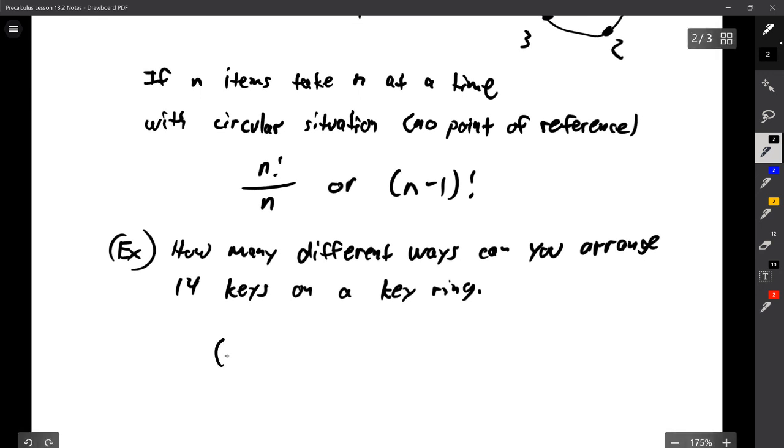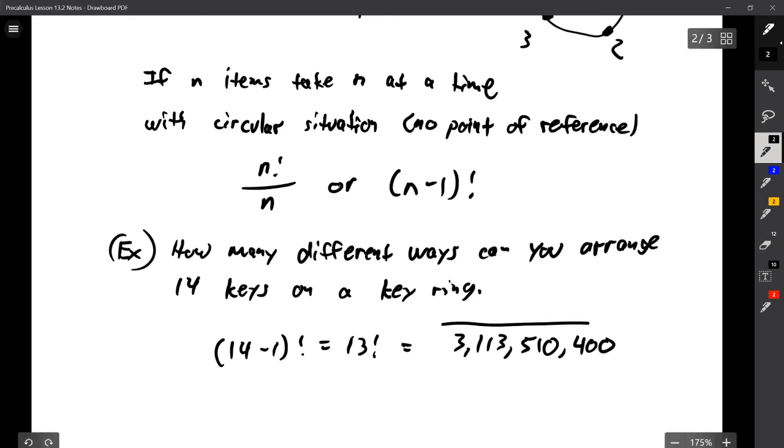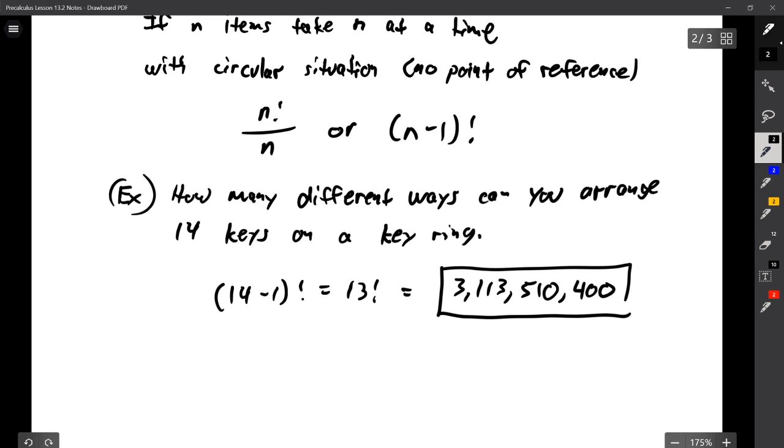So that would be 14 minus 1 factorial, which is 13 factorial, which gives you 3,510,400 different ways to arrange 14 keys on a key ring. Okay.